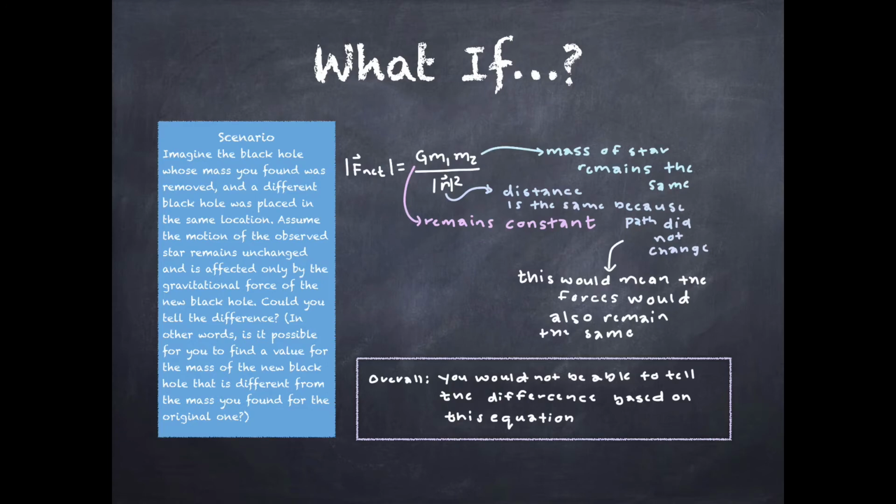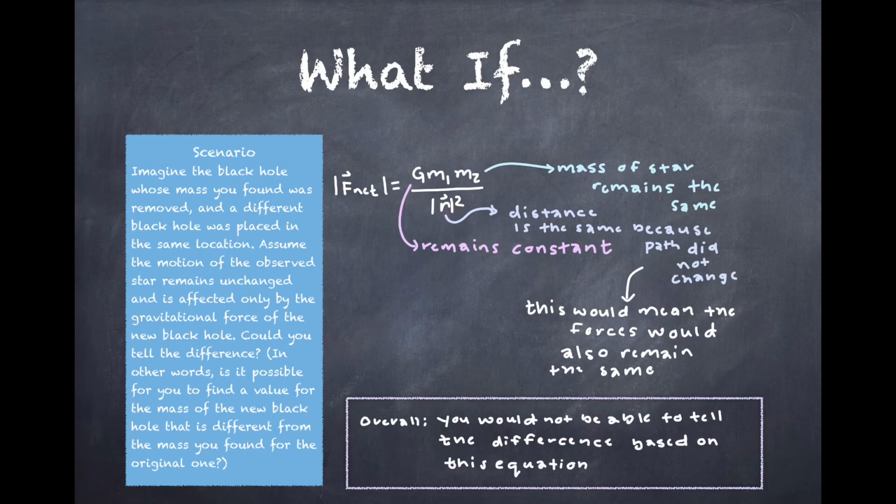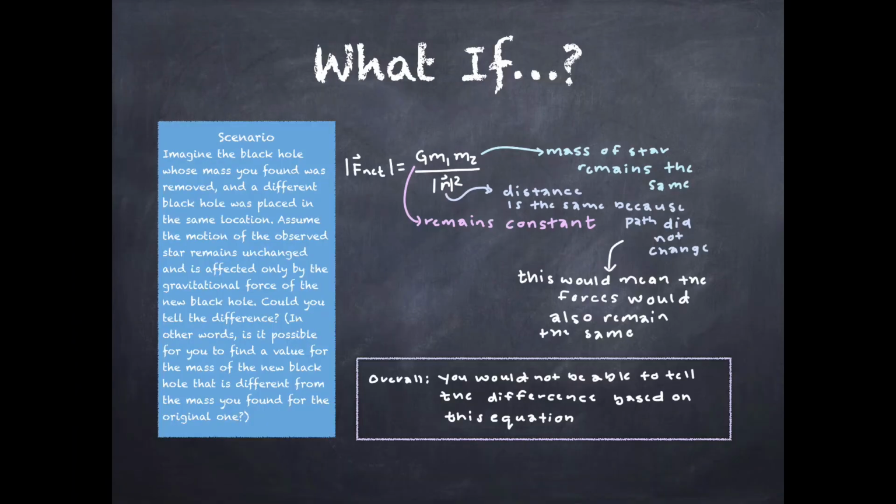So what if? We have this scenario where we have all the same conditions, but we don't know the mass of this new black hole. Because we know that the mass for the star is going to be the same, the gravitational constant, of course, is going to be the same, and the distance is going to be the same because it is on the same path, the same orbit, the F net also has to be the same.